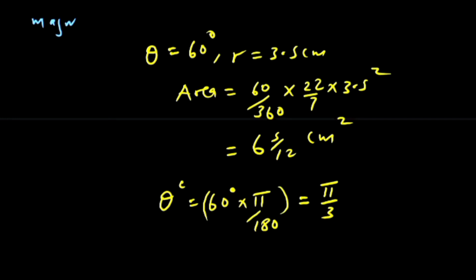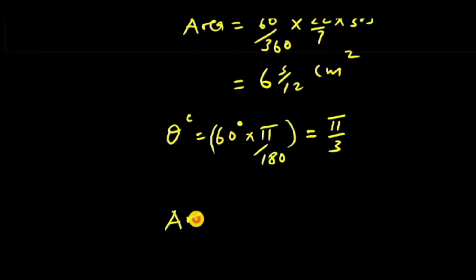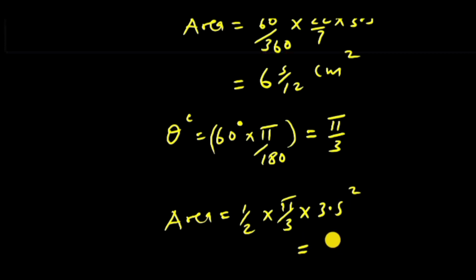Well, with that, we can therefore say that the area is a half times pi over 3. Remember, pi remains to be 22 over 7. And then we multiply by the radius squared, 3.5 squared. That should give us the same result as we had earlier on, and that is 6 and 5 over 12 square centimeters. And that is how we calculate the area of a sector, be it a major sector or a minor sector, just as we'd seen earlier on.